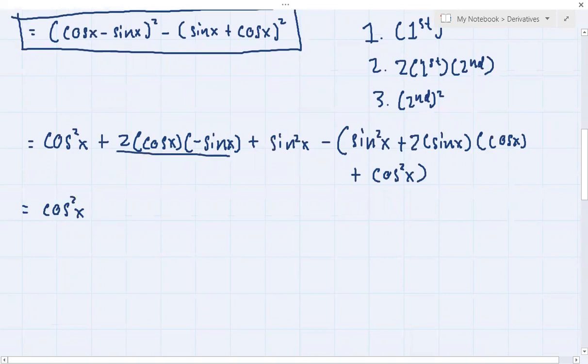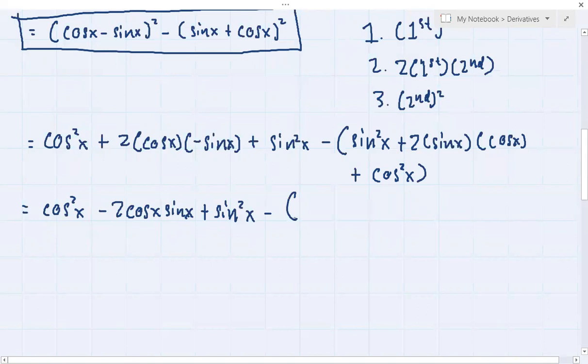Dito, sa second term, 2 times cosine x times negative sine x, we will have negative 2 times cosine x times sine x, then plus sine squared x. Then dito naman sa dulo, we will have negative quantity, minus quantity, sine squared x. Tapos sa second term, 2 times sine x times cosine x, we will have 2 sine x times cosine x. Then here, cosine squared x, we will have cosine squared x. Okay?